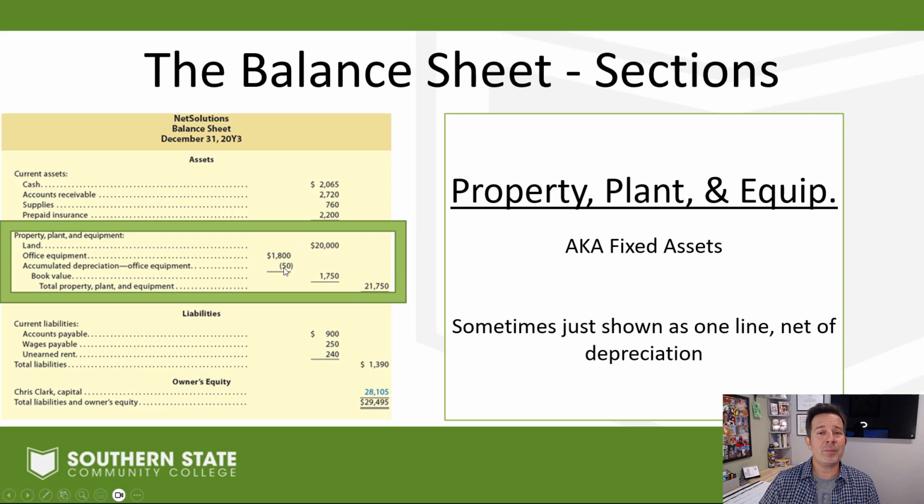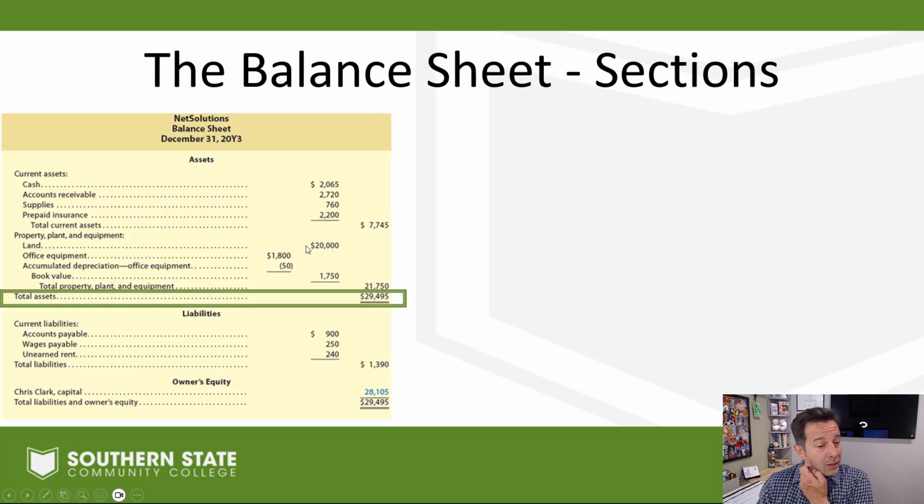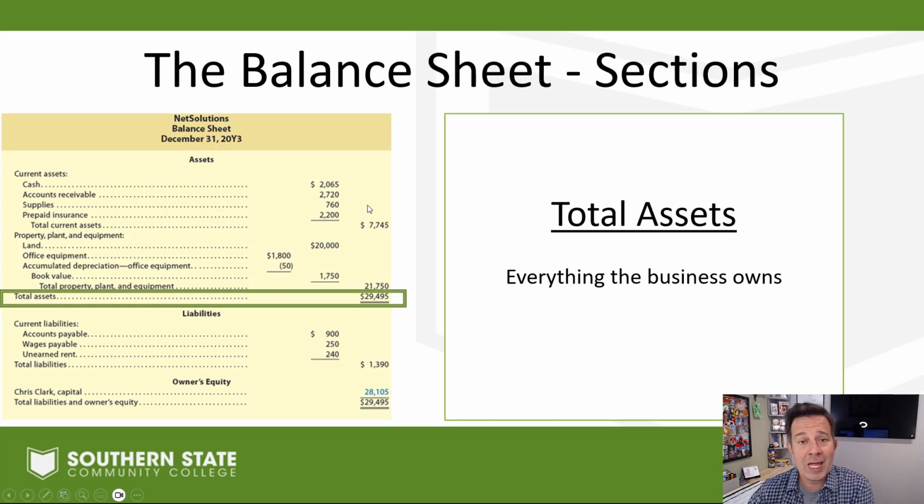And so property, plant, and equipment will be the next section of your balance sheet. And now as we look at some of these publicly traded companies, we get a little bit further down the road, we'll see things like intangible assets, we'll see things like long-term investments. But right now, we're just keeping it pretty simple, current assets, and then property, plant, and equipment. Add those two together, we get total assets. Again, total assets, everything the business owns.